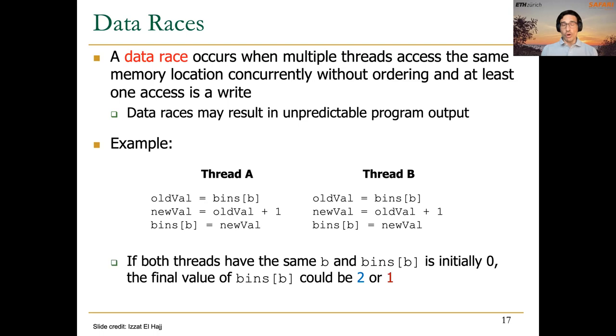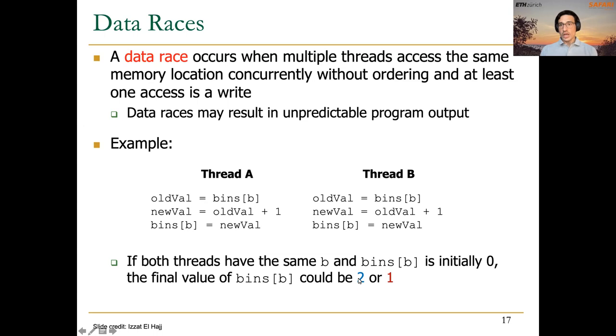The problem that we have here is that if both threads have the same B, they will have to update the same location in the array bins. And if this bin B is initially zero, the final value of these two codes executing concurrently on two different threads might be two or might be one.